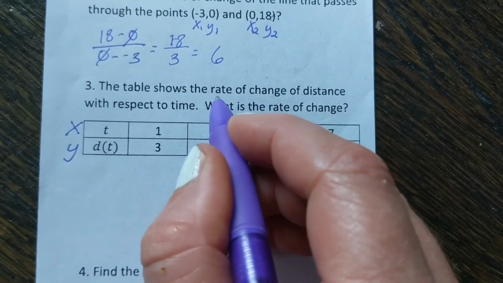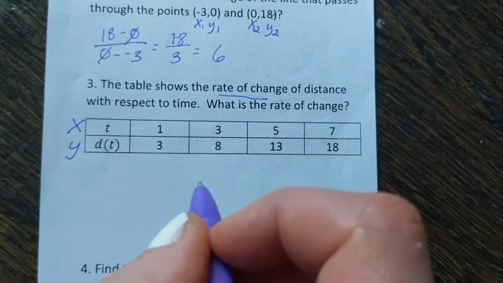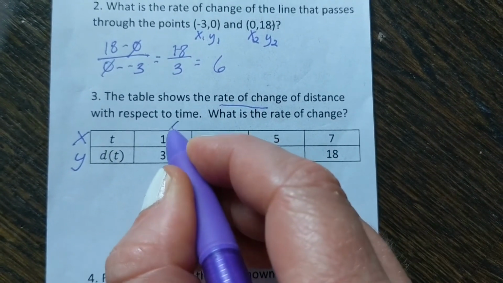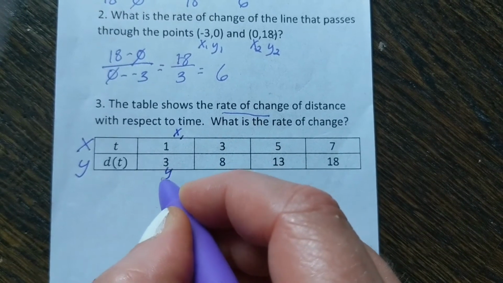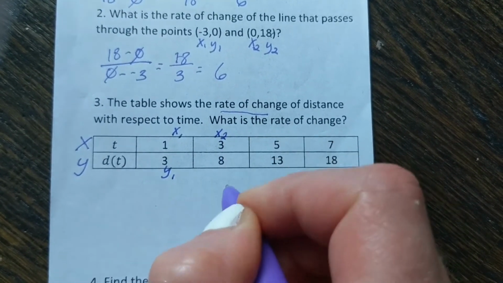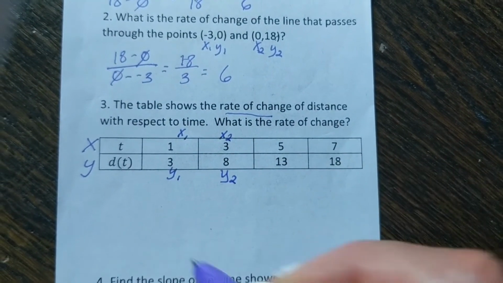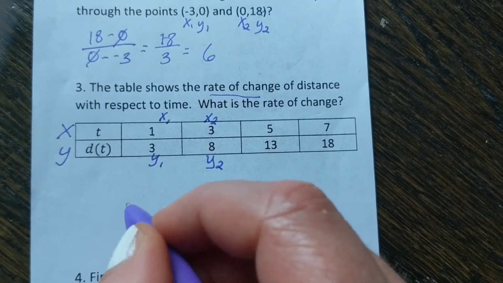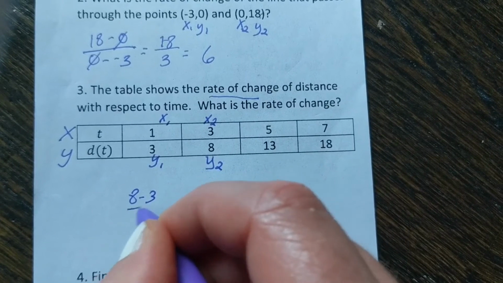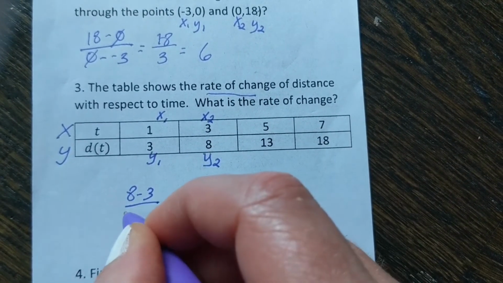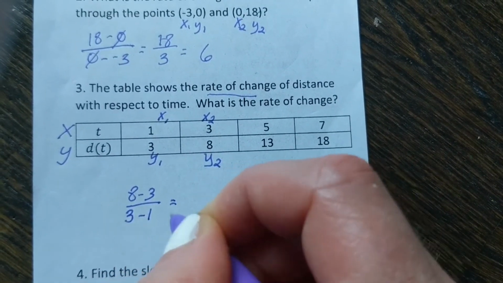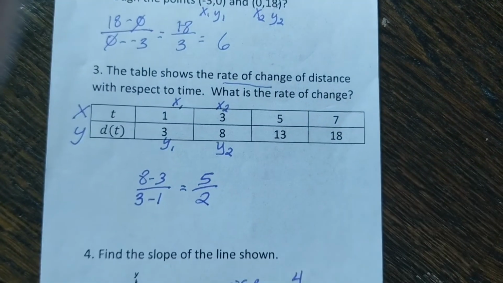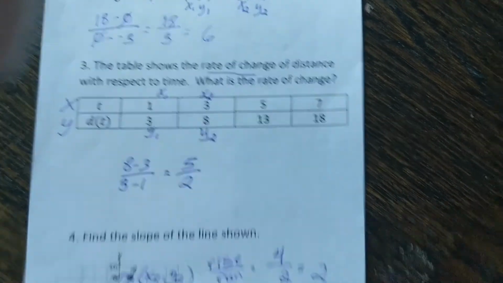All right, so we're asked for the rate of change, in other words, the slope. And I can pick whatever points I want. Let's just pick this one. I'm going to call this my x1 and my y1. This will be my x2 and my y2. And I can do this the exact same way as those last couple problems. y2 minus y1, 8 minus 3, divided by x2 minus x1, 3 minus 1. 8 minus 3 is 5, 3 minus 1 is 2. So my slope, rate of change there, is 5/2.